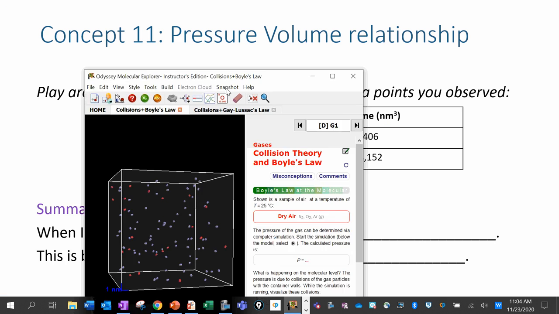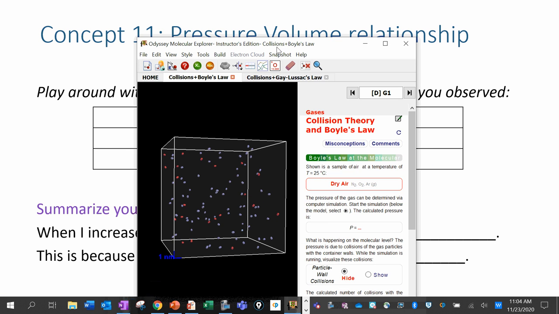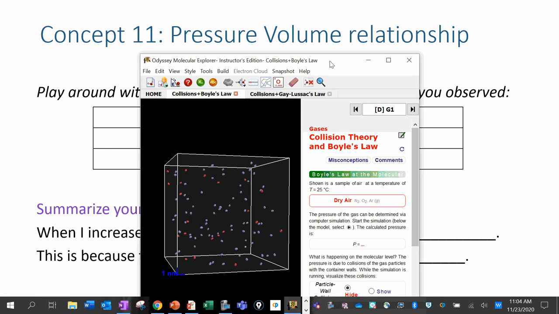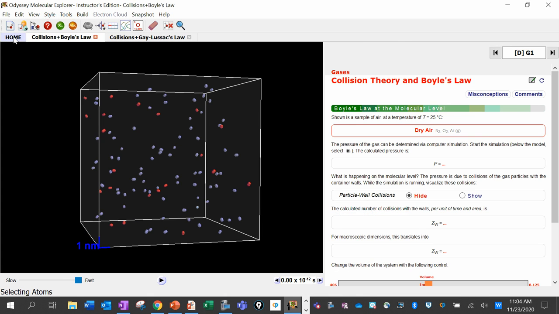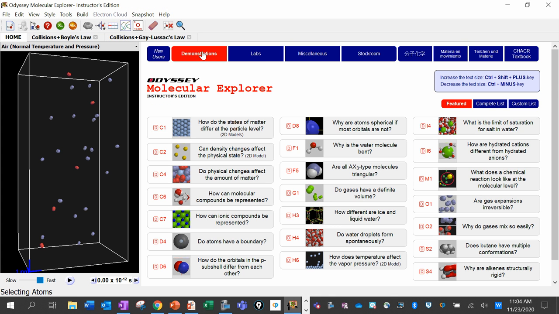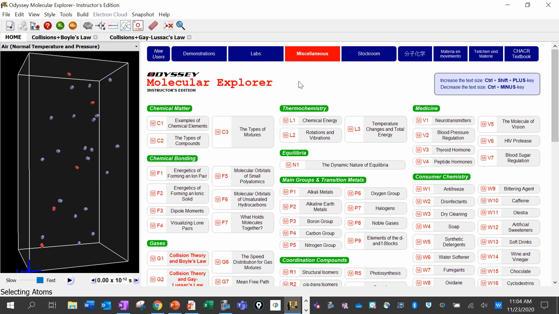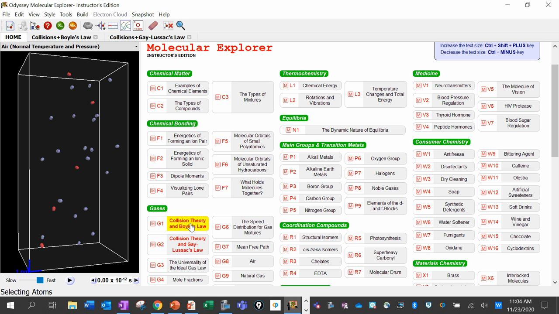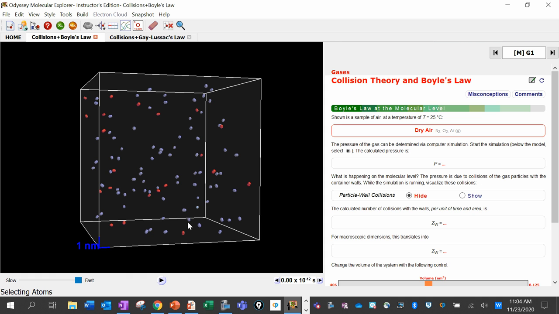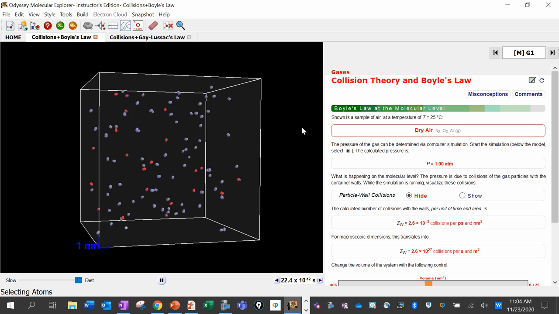So the first one is concept. So this pressure-volume relationship. If you look here under, let's see, miscellaneous, under gases, this first one, G1, this is collision theory and Boyle's law. Okay, so it looks like this. And what we do is we hit play and we can see these gas molecules bumping around.